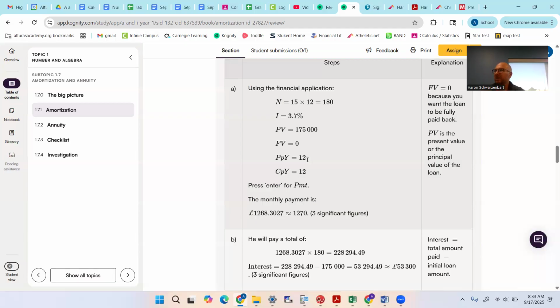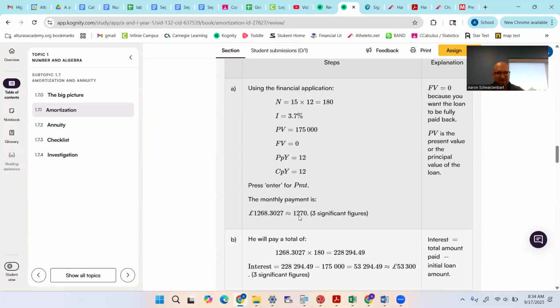What would you put in there? Oh, you can't. You can. You could do daily. You could calculate minutely, but compounding periods per year is, I think, pretty standard to be 12.